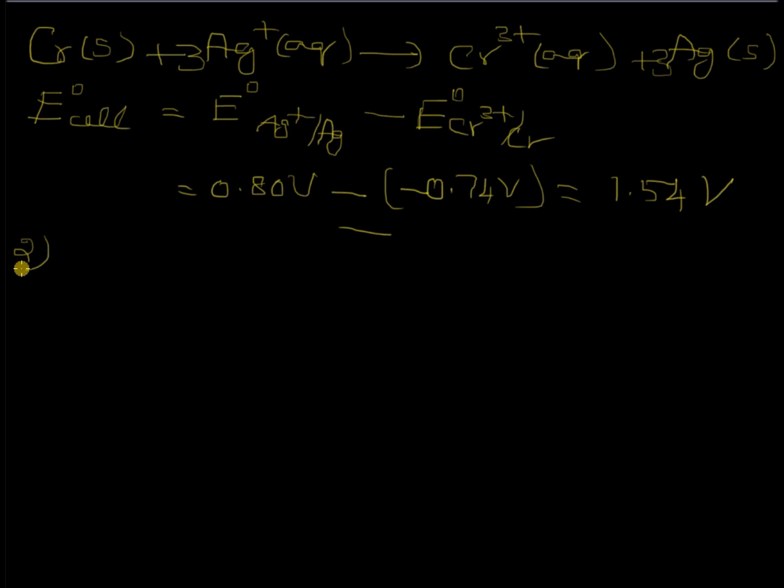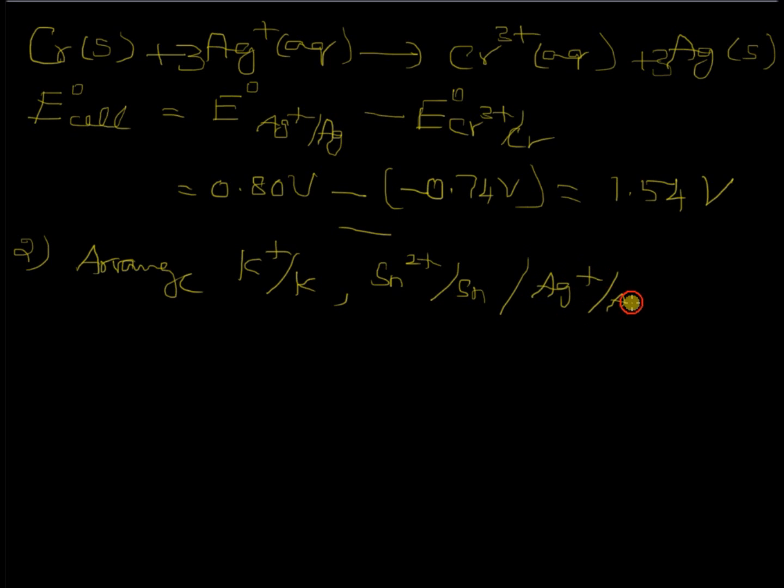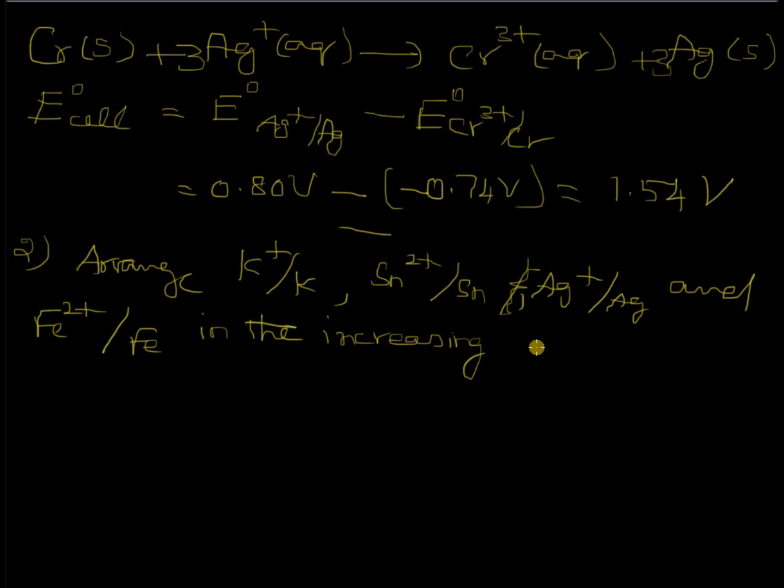The second problem. Arrange K+|K, Sn2+|Sn, Ag+|Ag and Fe2+|Fe in the increasing order of the reducing power.